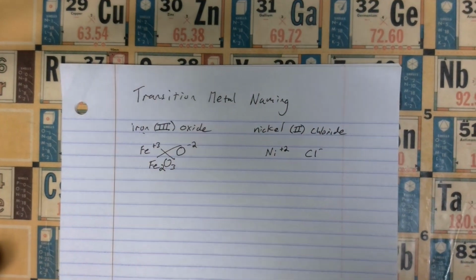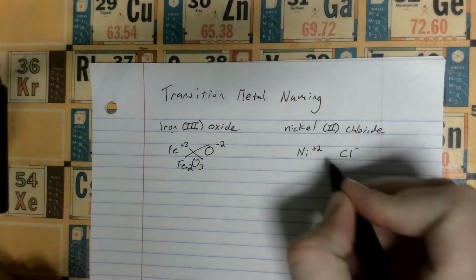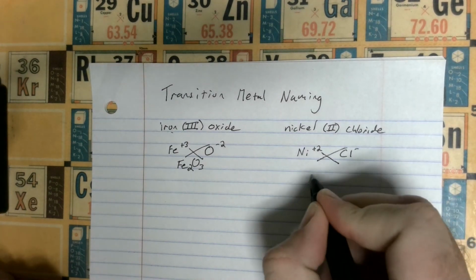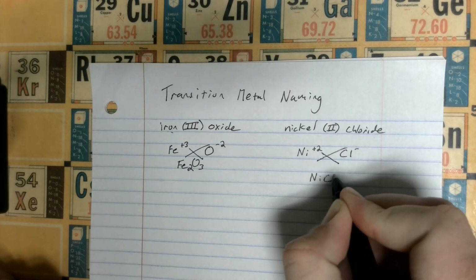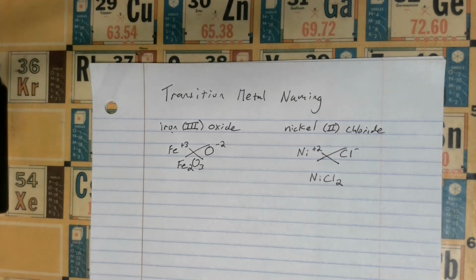Then we are going to do the crisscross again. The 2 from the Ni is going to go over there. The 1 from the Cl is going to go there. It becomes NiCl2. Okay, NiCl2.